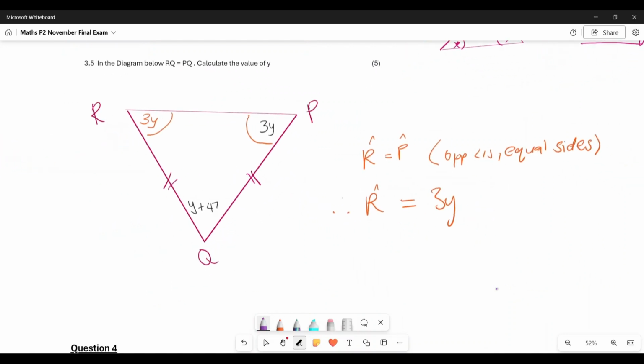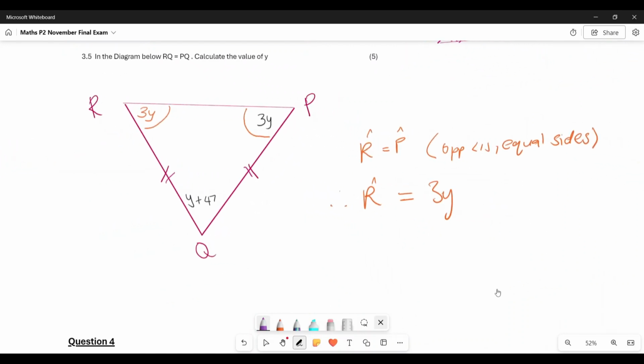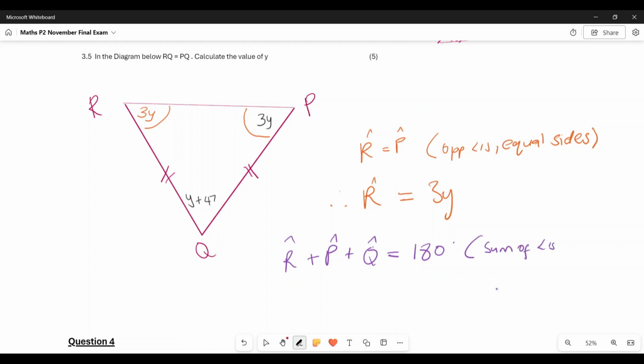Now, what is the most important property of your triangle that you do? You know that the sum of all your angles inside your triangle should add up to 180, meaning that if I take my angle R and I add it to my angle P as well as angle Q, I expect to get 180. And why is that? Sum of angles in a triangle.